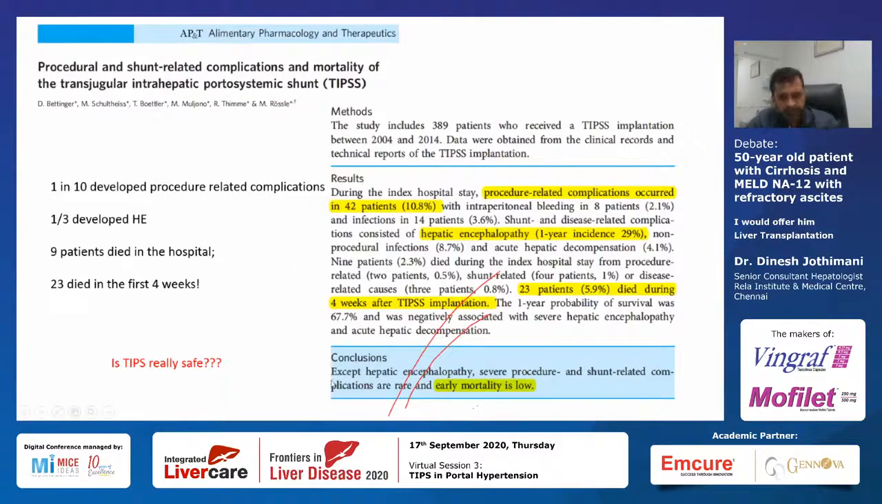Now, this is a very interesting data published, I think, last year. Out of 389 patients who had TIPS implantation between 2004 and 2014 over a 10-year period, 10.8% developed complications, that is 1 in 10 developed procedure-related complications. 1/3 of them developed hepatic encephalopathy. 9 patients died in the hospital and 23 died within the first week. I wonder, is TIPS really safe? We need to think about it. We need to offer what is the best for the patient.